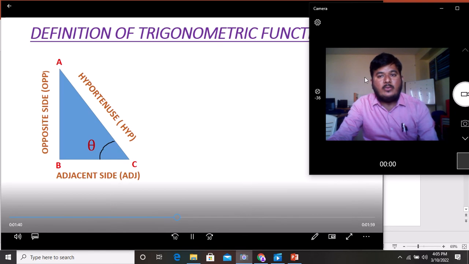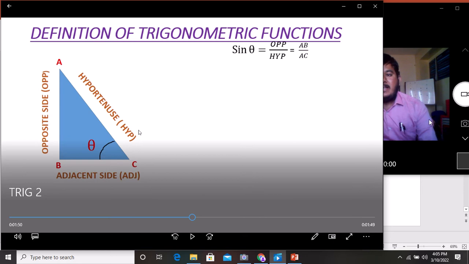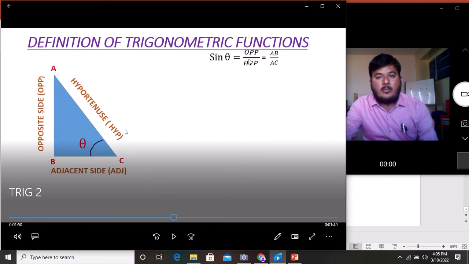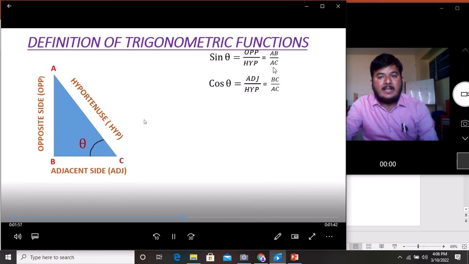Then how do you define the trigonometric functions based on this? Sin theta is defined as opposite side by hypotenuse. Sin theta is opposite side by hypotenuse. Opposite side here is AB and hypotenuse here is AC.